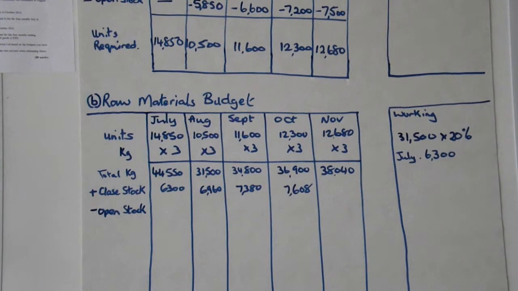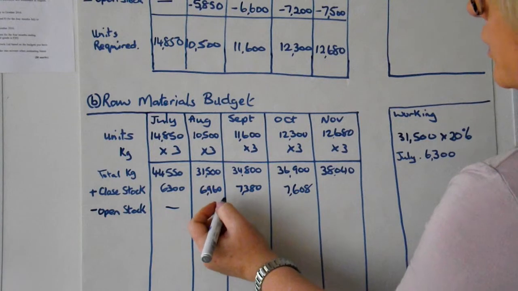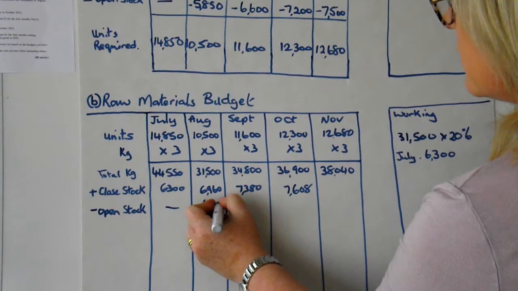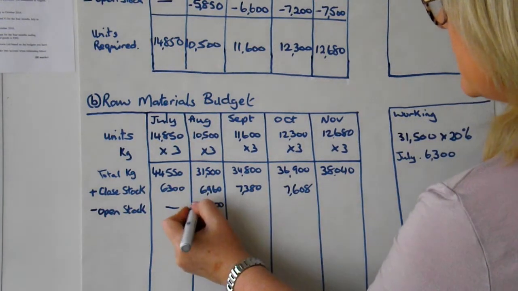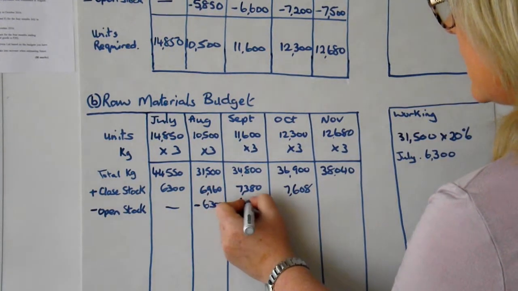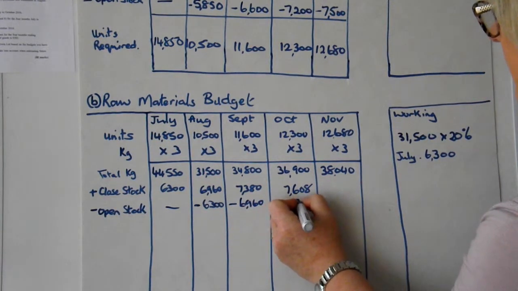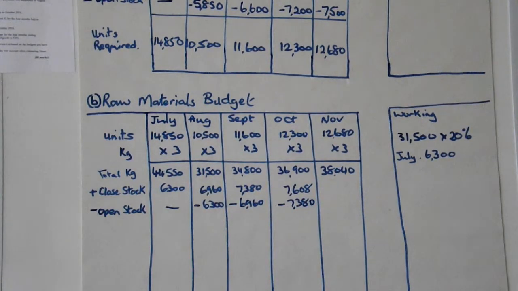So the next piece of the raw materials budget is to take out the opening stock. And again, because we're a start-up, there was no opening stock in July, and my opening stock for August was the closing for July. So the 6,300 closing here becomes my opening for August, and I'm going to be minusing that. And repeat the pattern then. So my closing in August, 6,960, is going to be taken out of the September figure, and we take that out because otherwise we would have accounted for it twice. So you've got to take out your closing stock.